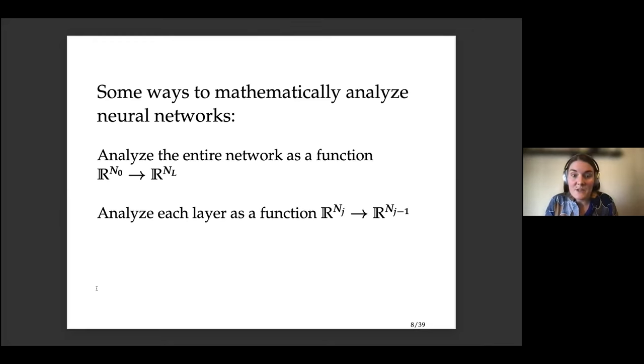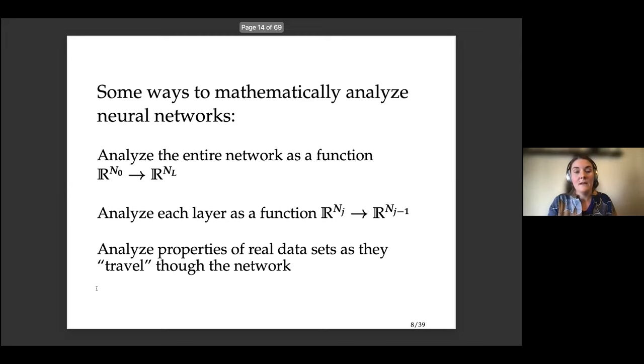Another thing we can do is we can zoom in and look at every particular layer and analyze as a function what happens just at the layer level. And finally, and this is less rigorous, but often inspired by rigorous mathematical methods, is to analyze certain properties of real data sets as they travel through the network. So we have something from a real data set as our X sub naught, that initial vector that's being fed in. And then what are the properties of that as it travels through?